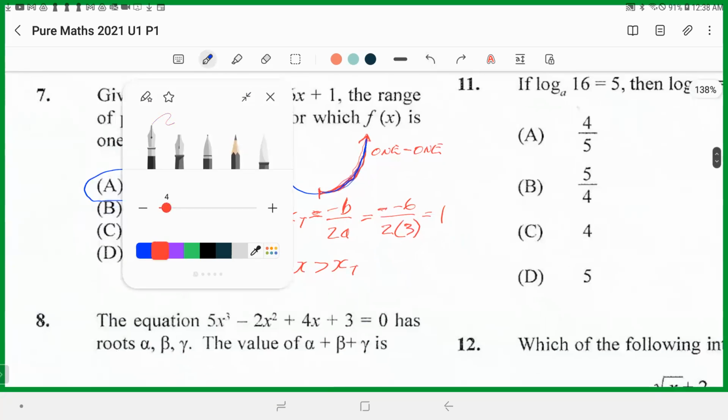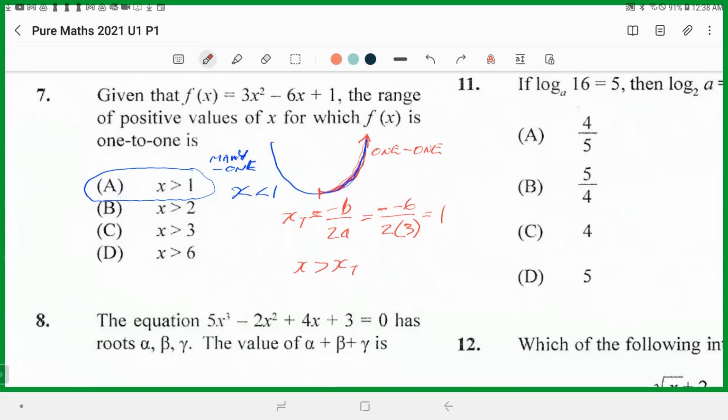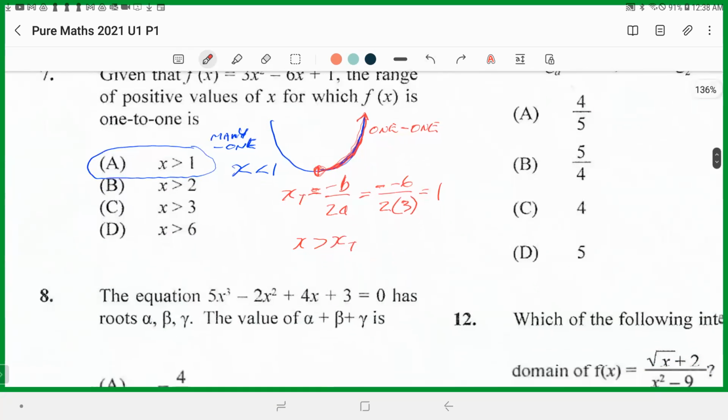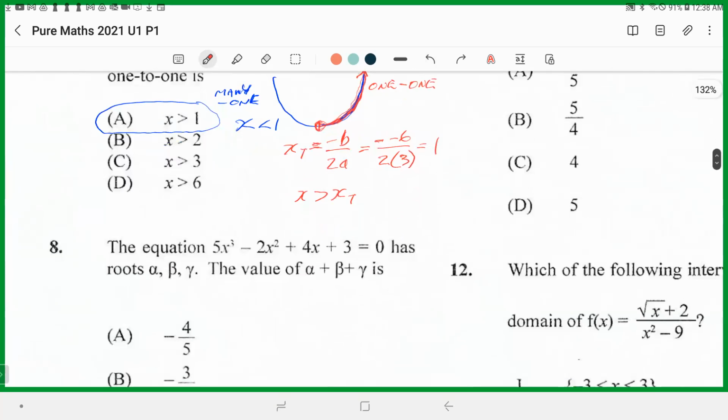So it is the red. It is the red part of the graph that is 1 to 1, starting right here. And in fact, we're not even going to put an open circle on the 1 because we're not including the 1. Just on the positive side. The red is 1 to 1, and the blue is many to 1. It's less than here, so it is that.